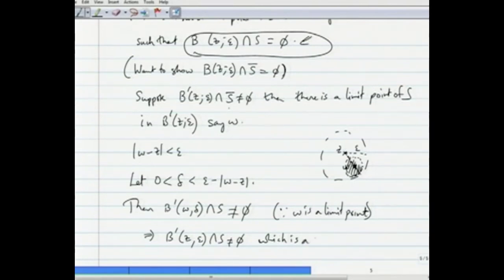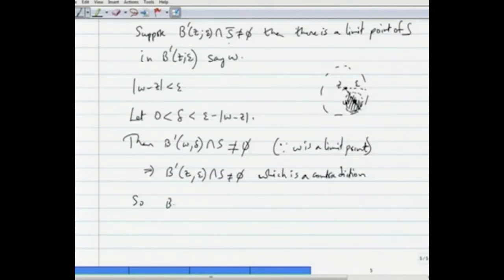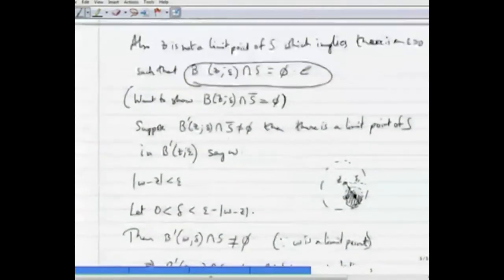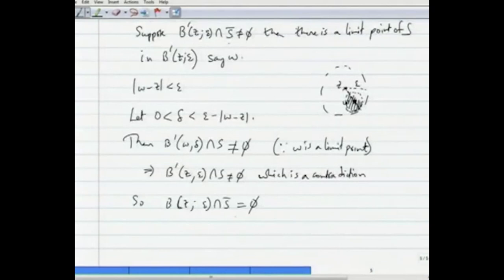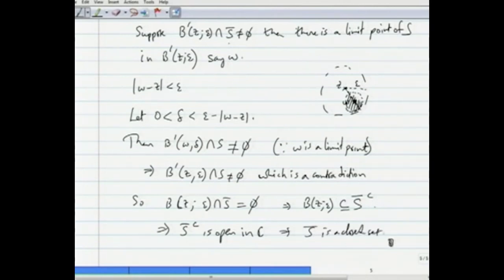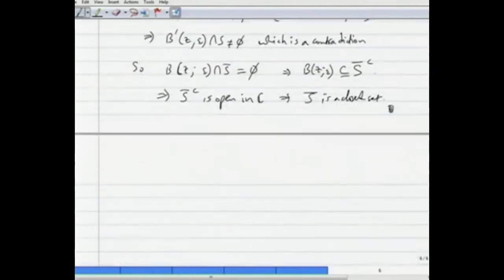So, B(Z, epsilon) intersection S closure has to be empty. I am including Z because of course, Z is picked from the complement of S closure. So, there is some epsilon such that for every point Z in the complement of S closure, there is a corresponding epsilon such that this ball is contained in S closure complement, which implies S closure complement is open in C, which will imply that S closure is a closed set. So, that is the proof, and so the closure is indeed a closed set.